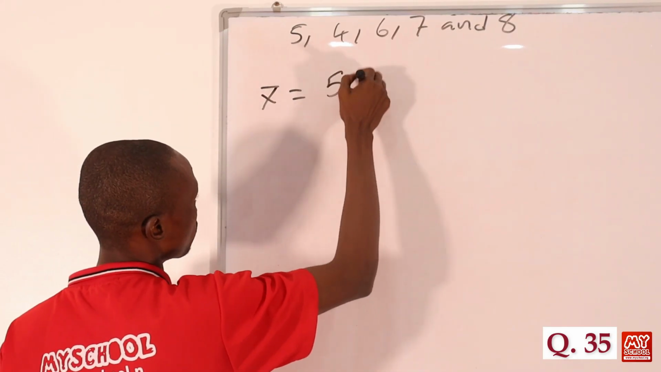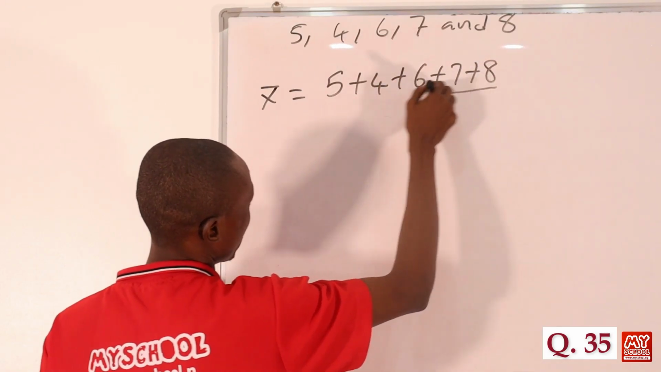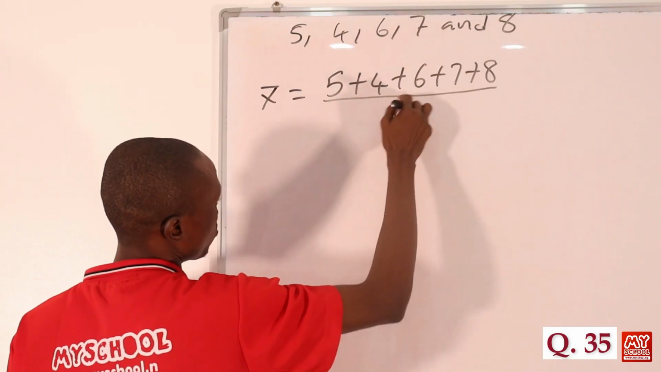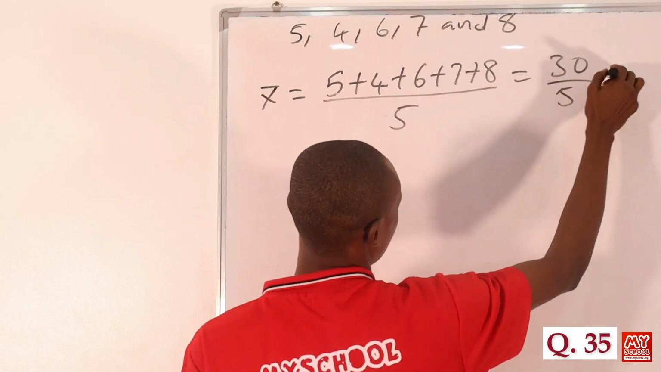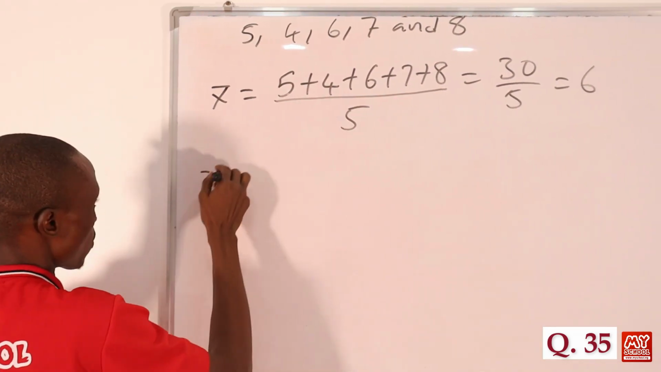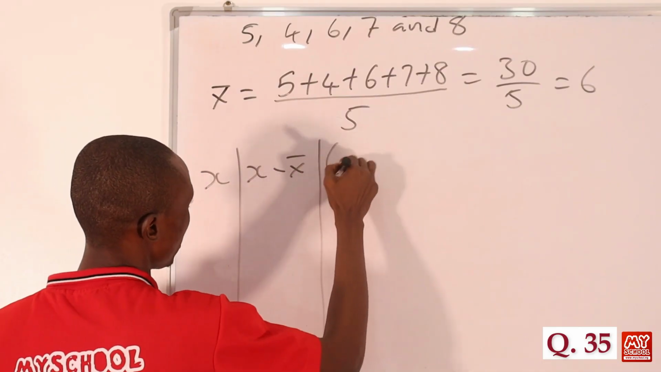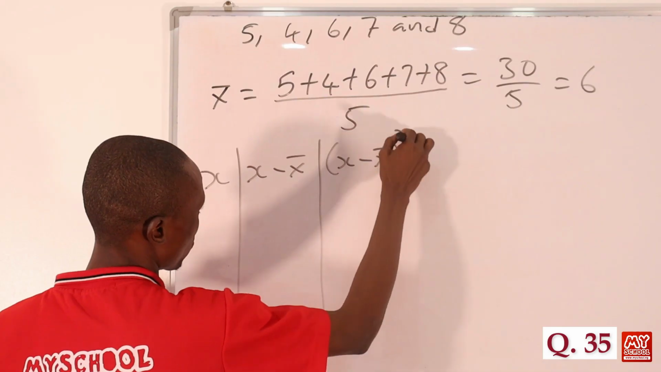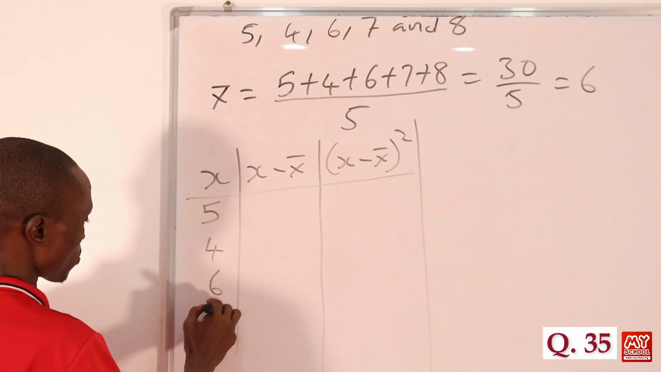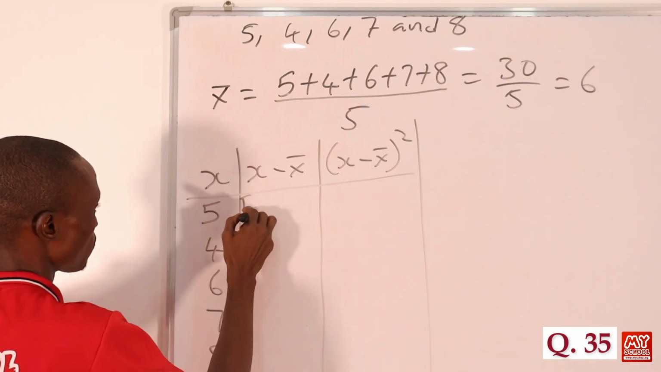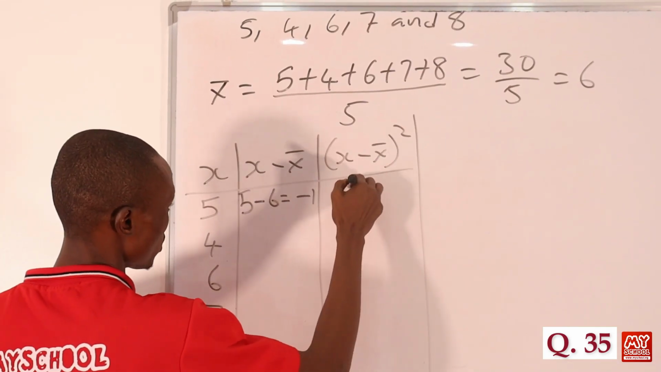So here we have 5 plus 4 plus 6 plus 7 plus 8, divided by 5. If we add everything together, we'll have 30 divided by 5, and that is equal to 6. So we quickly prepare our table. Here will be x minus x bar, while here will be x minus x bar squared. We have our 5, 4, 6, 7, and 8. Here we have 5 minus 6, that equals minus 1. The square of minus 1 is equal to 1.